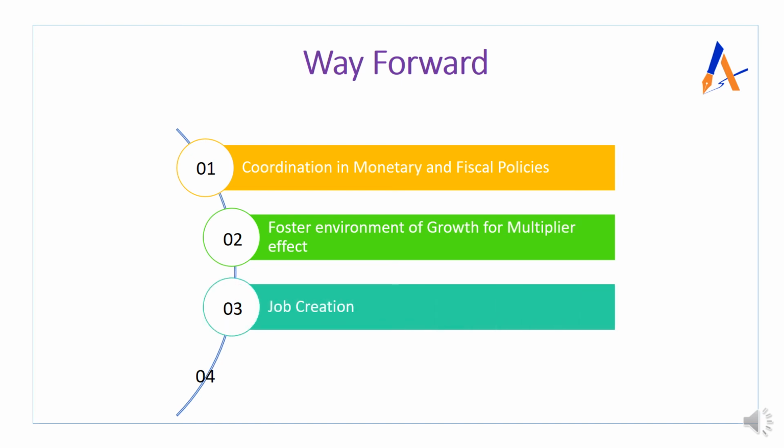Another point: job creation should be done, creating more jobs. As you can see, the Agniveer scheme is part of that. If jobs are created, people will buy more. If people create demand, we can tackle this economic recession because companies will produce more. So job creation is important.